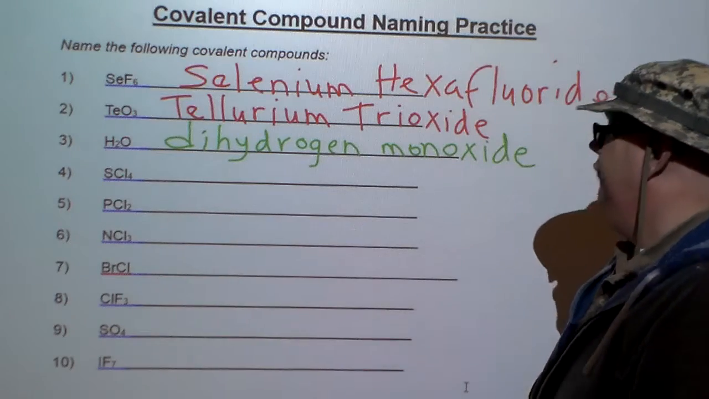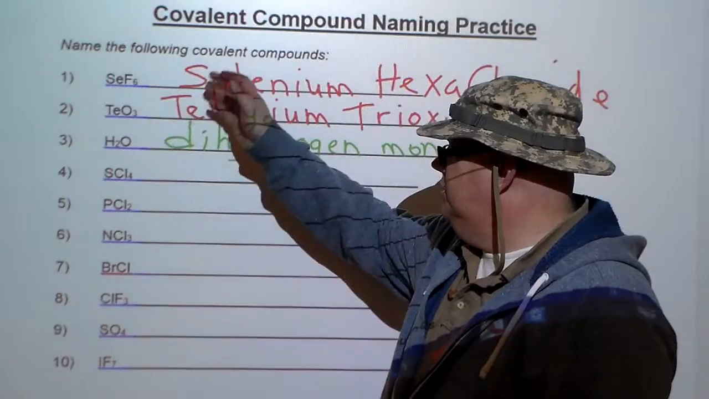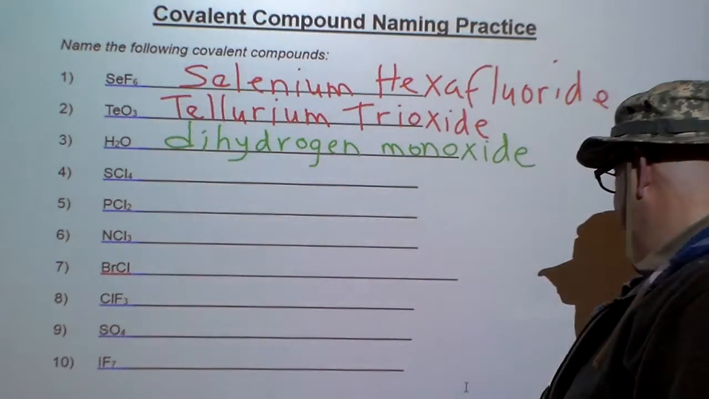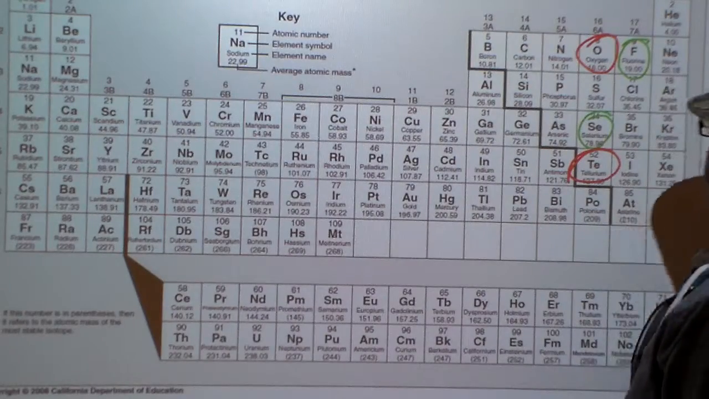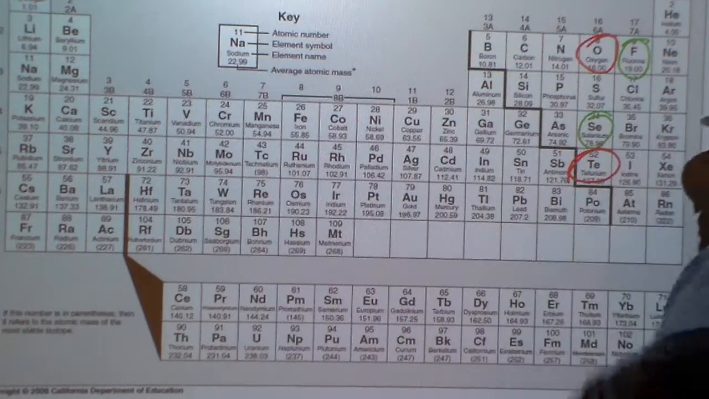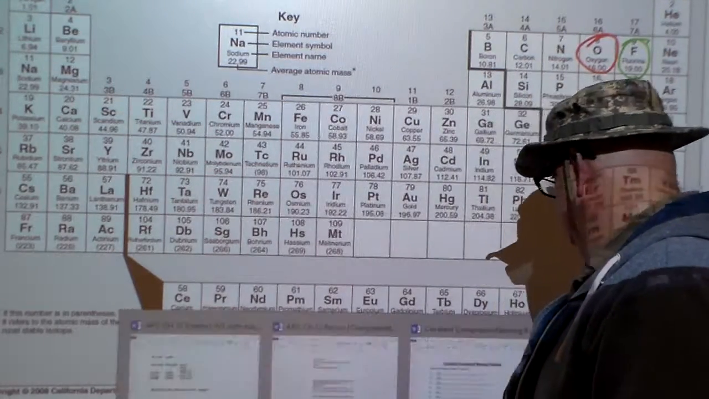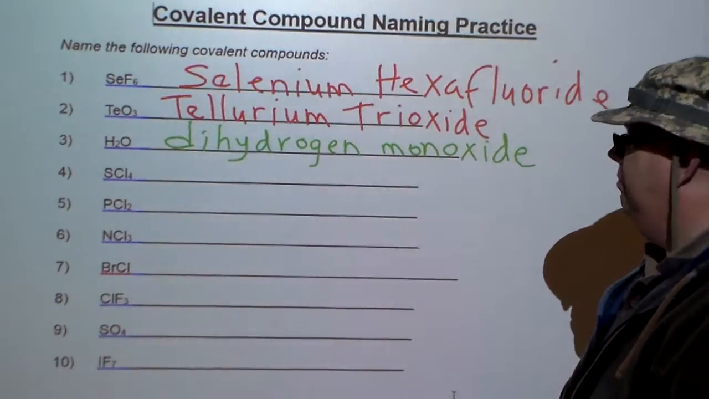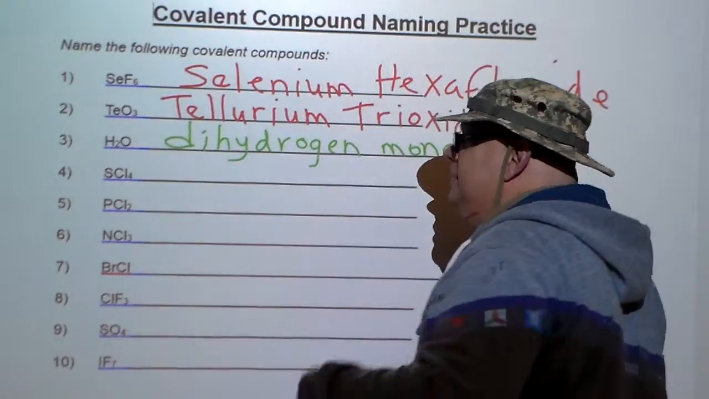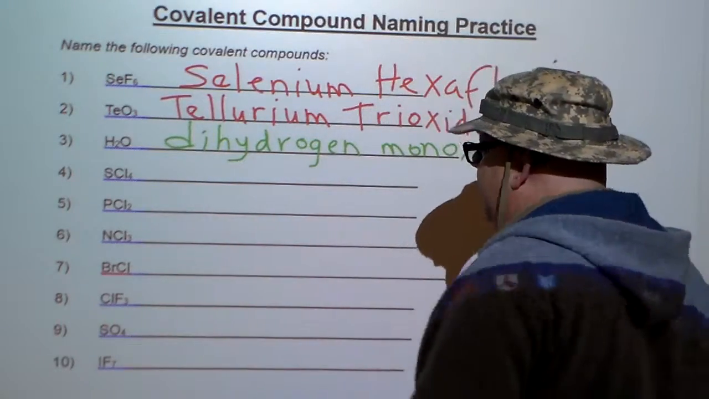Okay, let's go for another one here. Let's skip down. Let's look at BrCl. So here's Br and here's Cl. There you go. I would not pull this off on a test, but notice it's Br by itself. We don't say monobromium. We don't, okay?